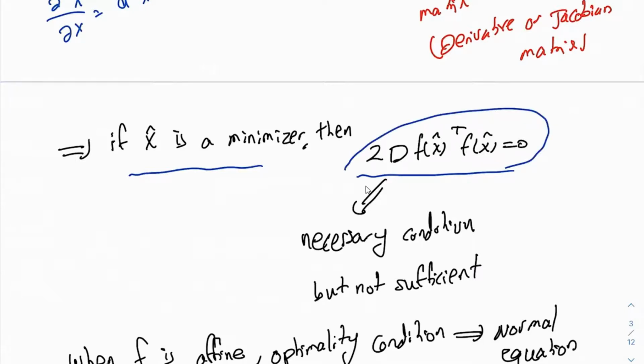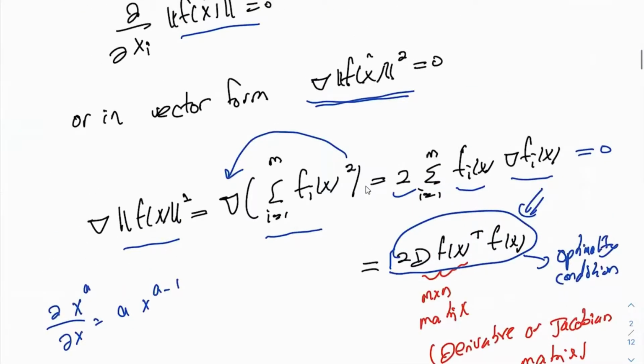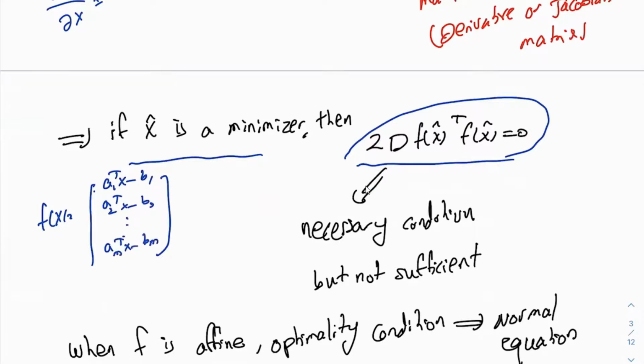Okay. Now, are we talking about something new, or do we already know about that? Have we used this one in the past for a linear case? Let's see. When we have a linear case, let's map that. What is our f of x in the linear case? a1 transpose x minus b1, a2 transpose x minus b2, all the way to am transpose x minus bm. Okay, good. So that's our f of x, which is equal to Ax minus b.